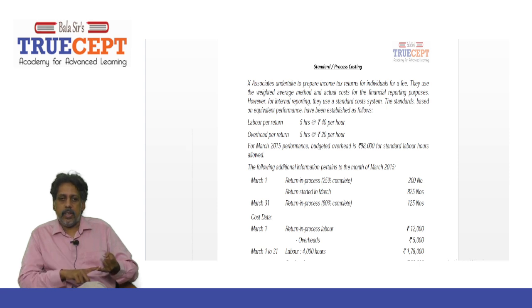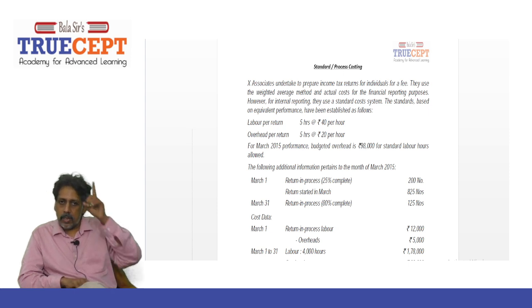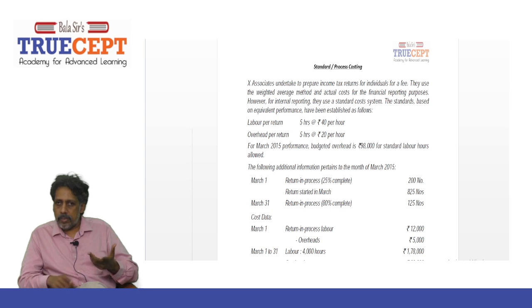25% is complete by the end of February, and that is returns in process, like your opening work in progress inventory. These are returns that are in process, 25% complete and 75% to be completed. What is the meaning? We know that 5 hours is the time needed for filing one income tax return. What is 25% of 5? 1.25 hours would have been already spent, and another 3.75 hours to go to make it 100%.